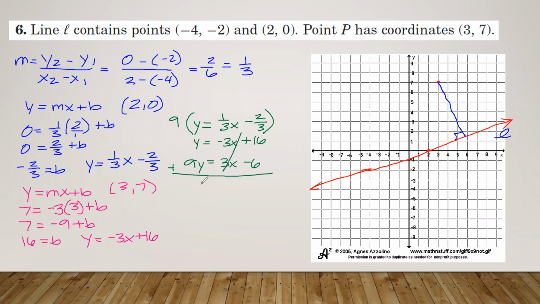This cancels out. So I end up with 10y equals 10. Divide both sides by 10, and y is equal to 1. Okay? And then I have one of my points for my point of intersection. So I'm going to use 1 in for this equation here. So do that in a different color.